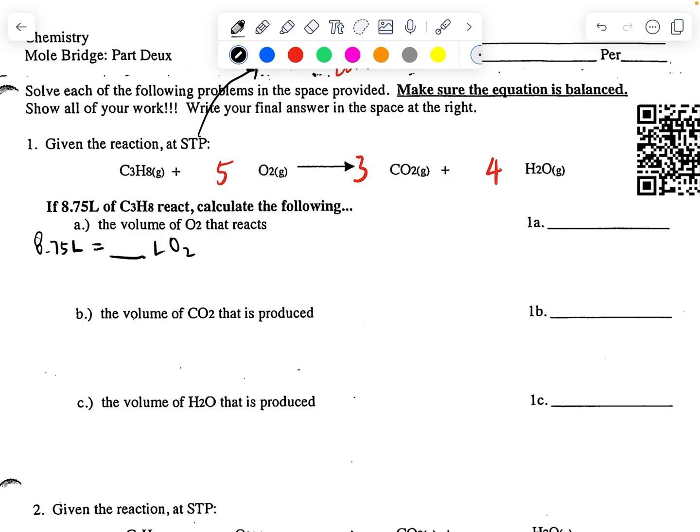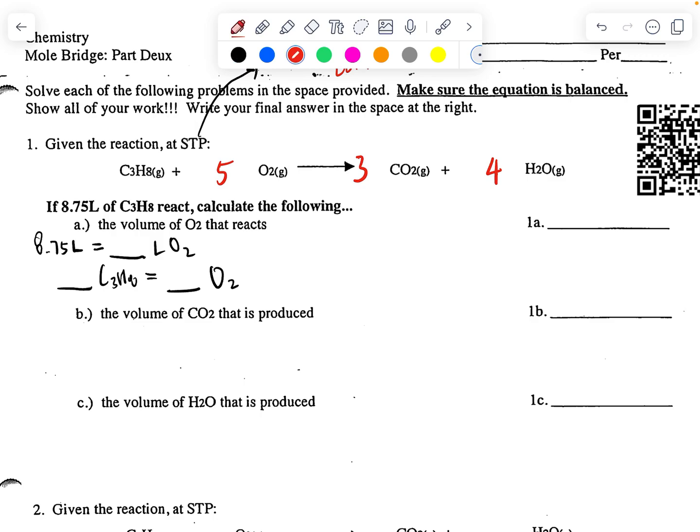All right, let's see. What do I need? Well, I know that I need the bridge between C3H8 and O2. So let's go ahead and set that up too. How many C3H8 do I need for the oxygen?